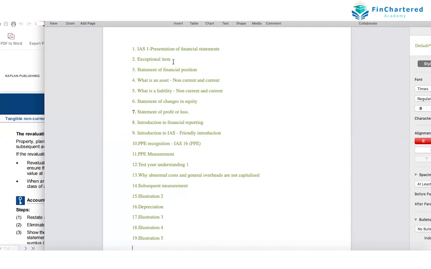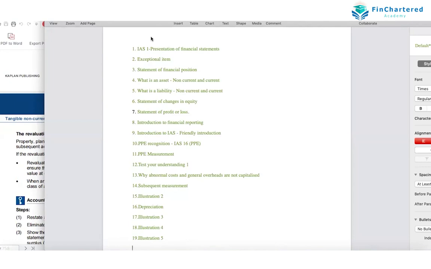Then the statement of changes in equity. This is a piece of paper that tells you four things mainly. It talks about the share capital, share premium, revaluation surplus, and retained earnings. Then comes the statement of profit or loss. This is one piece of paper that is answering one question, and that question is, what profits do we have?